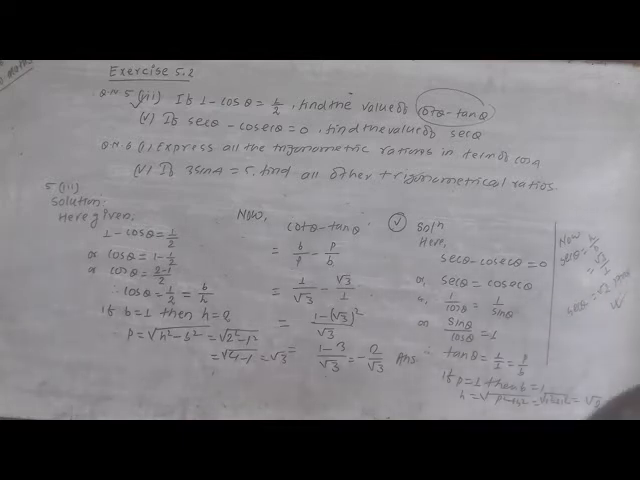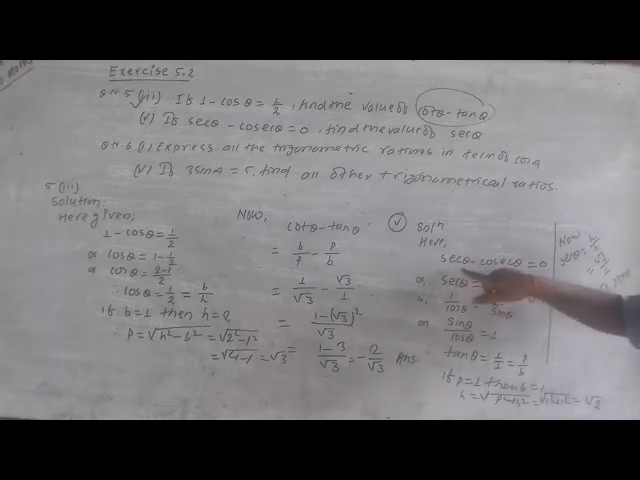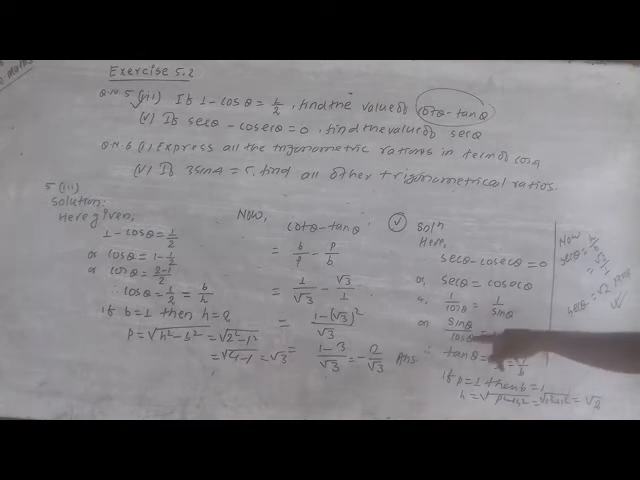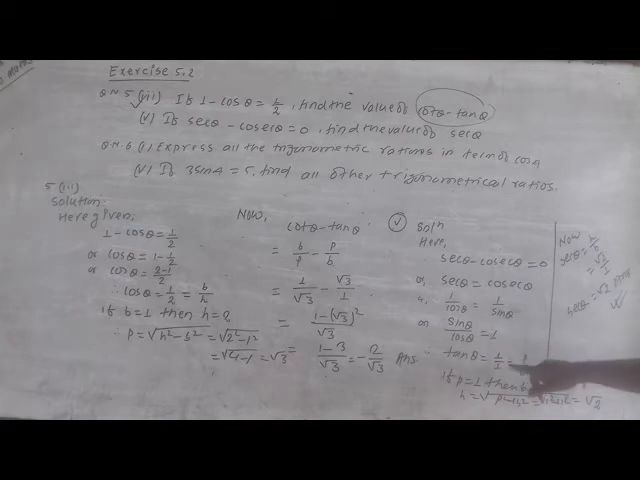Again listen here, first you write here given sec theta minus cosec theta is equal to 0, and change the side, so sec theta is equal to cosec theta. Sec theta is 1 by cos theta, cosec theta is 1 by sin theta. From here cross multiply, sin theta by cos theta is equal to 1. So tan theta is equal to 1. It is written in the form of 1 by 1, which is equal to p by b. P is equal to 1, b is also equal to 1.